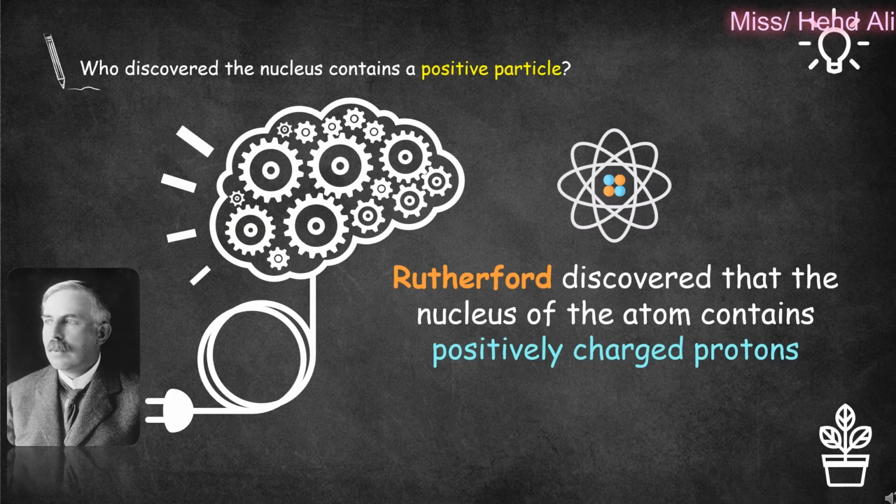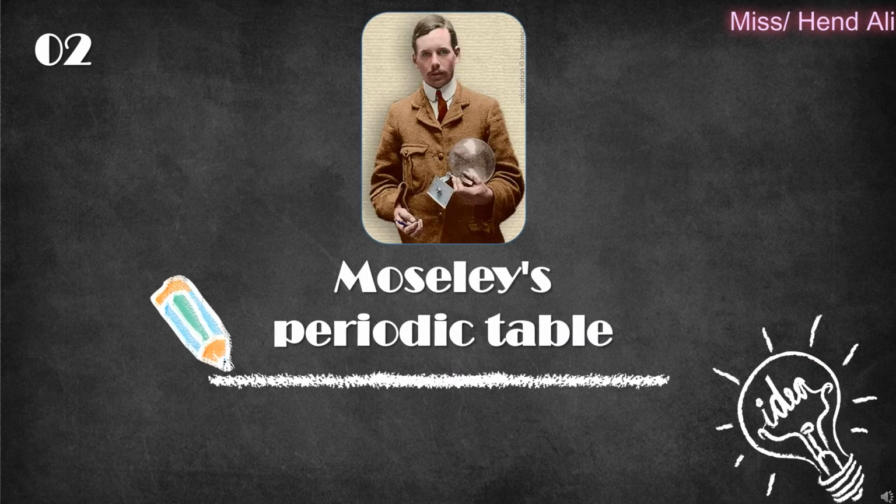Then Rutherford came and discovered that the nucleus of an atom contains positively charged protons. So, who discovered the positively charged protons? Rutherford. After we've talked about Mendeleev's periodic table, let's talk a little about Moseley's periodic table.